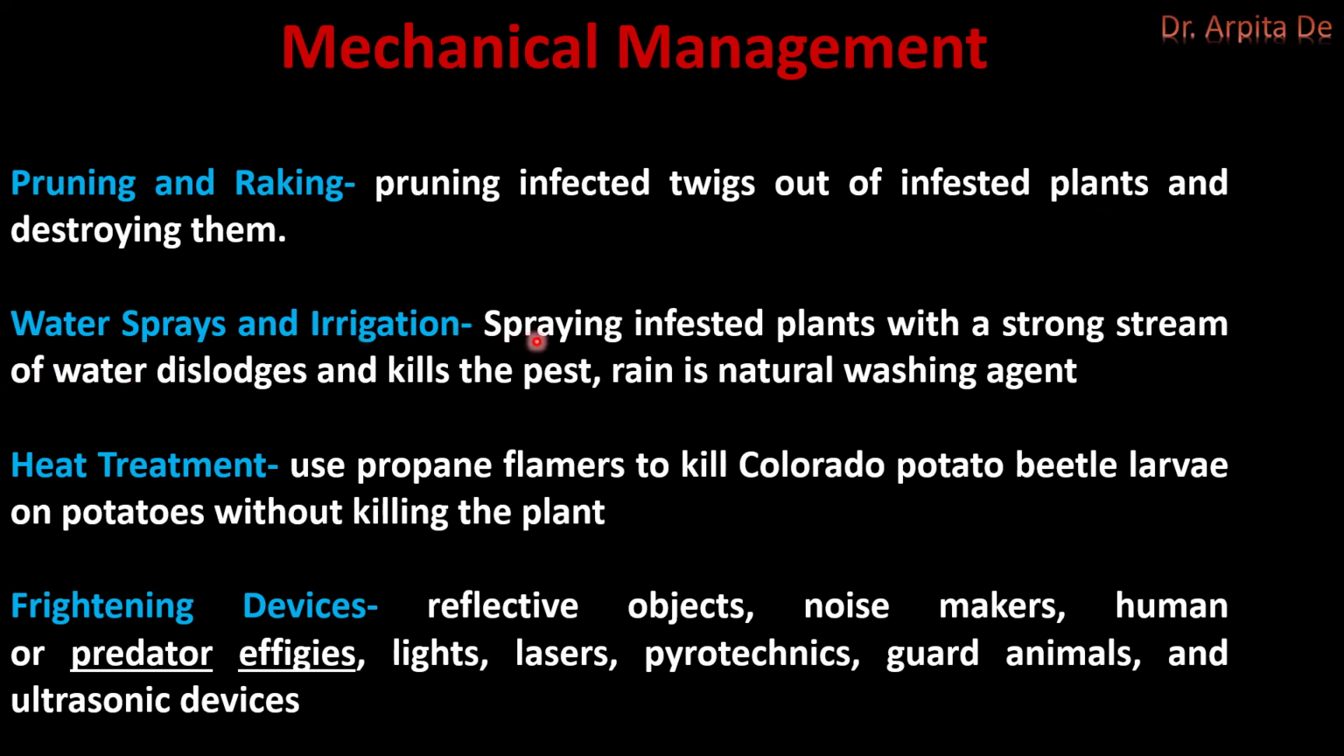Water sprays and irrigation. Spraying infested plants with a strong stream of water dislodges and kills the pest. Here, rain is a natural washing agent. If there is a heavy downpour, a heavy splash of rain, it will wash away the insect eggs or the insect itself from the plants. The insects will get washed away from the surface of the plant.